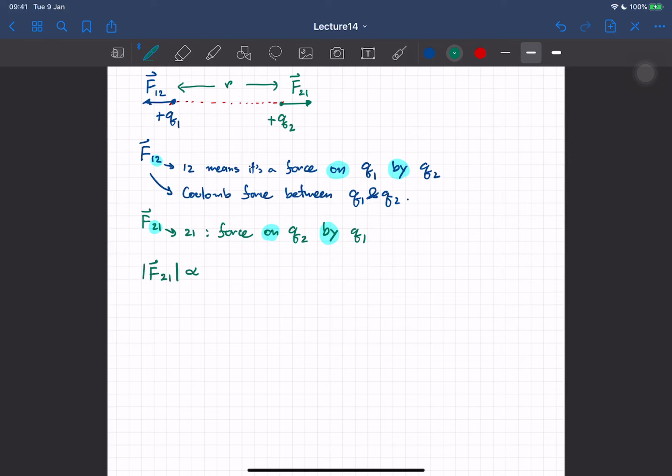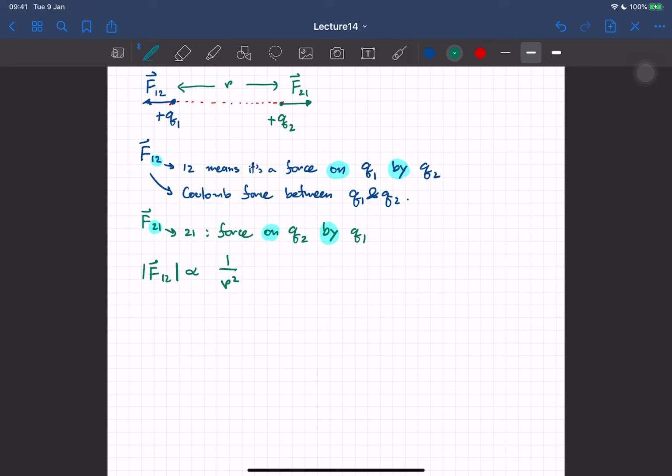So it's proportional to 1 over r squared. This means if the charges are further away from each other, the force F21 or F12 will be weaker, in a sense. So the further apart, the weaker the force is.